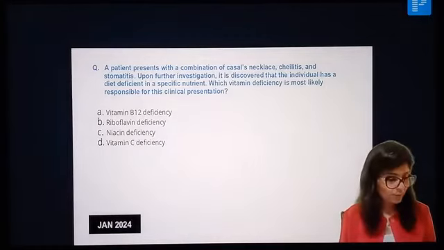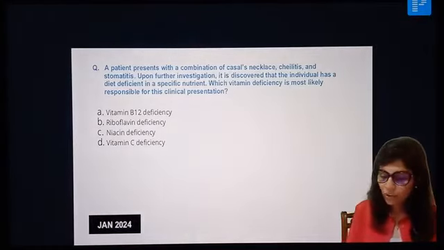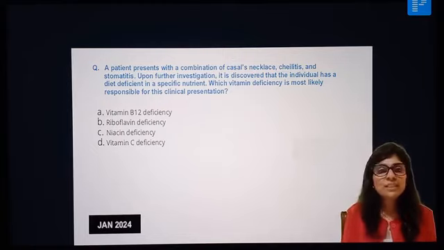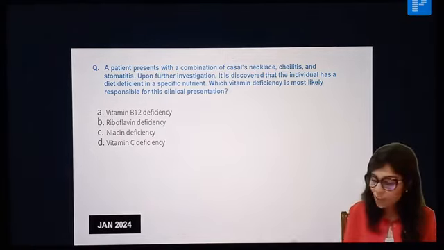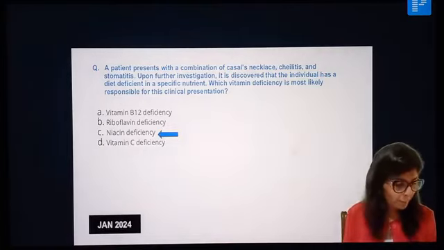So next, please, all of you, check this one. A patient presents with a combination of Casal's necklace, cheilitis and stomatitis. So it is niacin deficiency, which is caused by probably a maize-based diet.